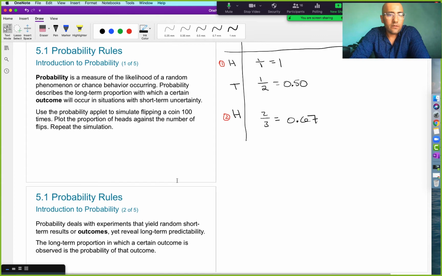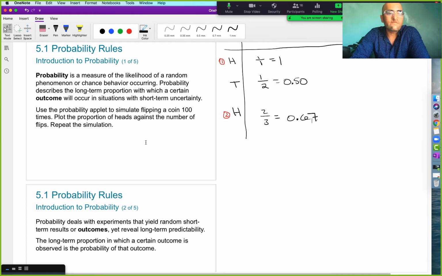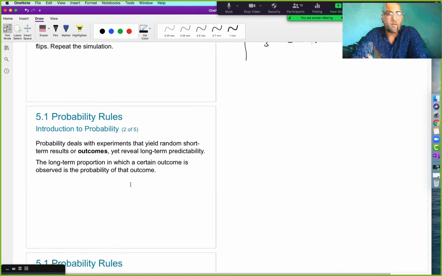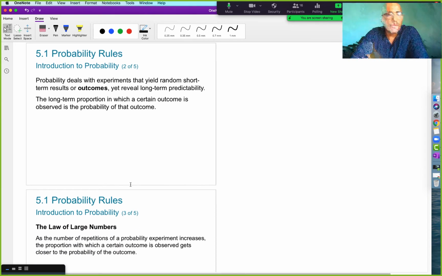All right, so we use the simulation. So probability is the measure of the likelihood of a random phenomenon or chance behavior occurring. Probability describes the long-term proportion with which a certain outcome will occur in situations with short-term uncertainty. Probability deals with experiments that yield random short-term results, or we call them outcomes. That's a word we have to know in this chapter, outcomes, yet reveal long-term predictability. So the long-term proportion in which a certain outcome is observed is the probability of that outcome.